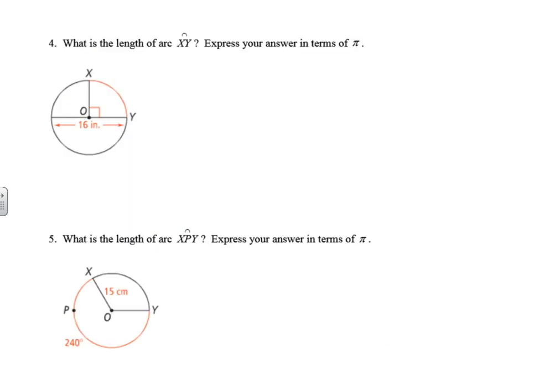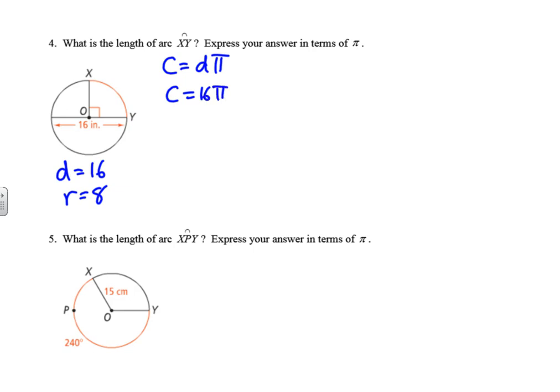Okay. So what is the length of arc XY? Express your answer in terms of pi. So again, XY here is a part of this, and so what we want to think about now is we've got to find the circumference. So the diameter is 16, the radius is 8, so the circumference equals the diameter times pi, which is 16 pi.